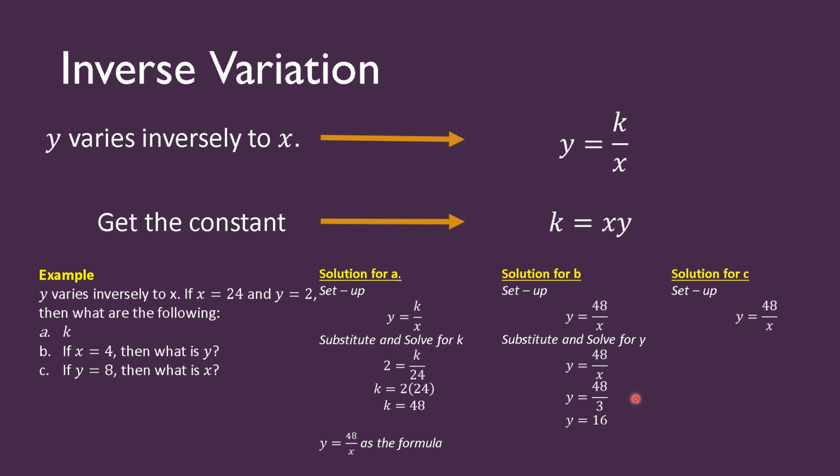Now another, working again with the setup, the problem is if y is equal to 8, then what is x? We have y is equal to 48 over x. Substitute and solve for x. We have y is equal to 48 over x as our formula. Substituting, 8 is equal to 48 over x. Solving for the value of x, we have 48 over 8. Therefore, x is equal to 6.